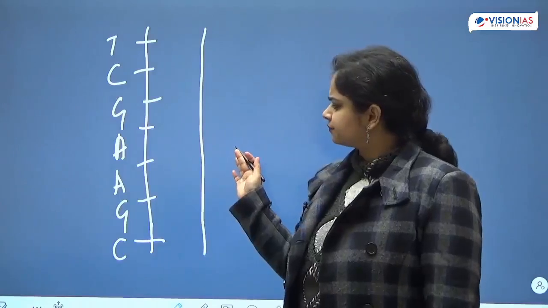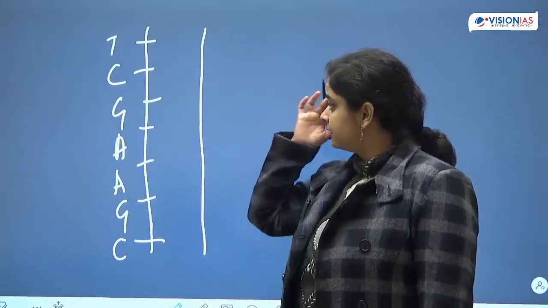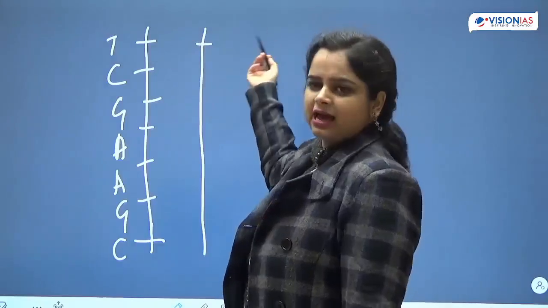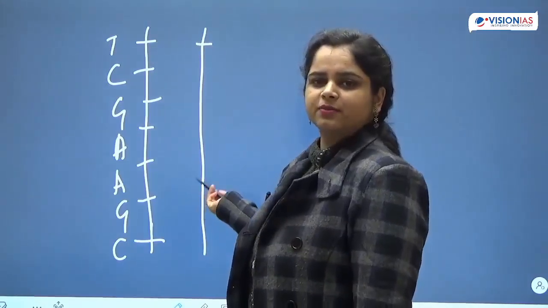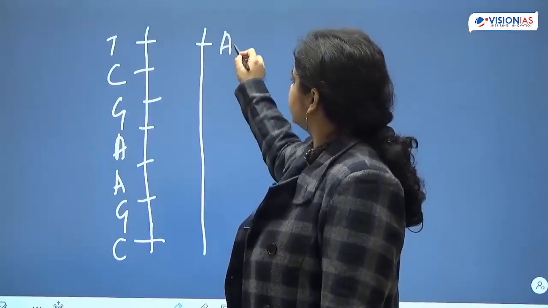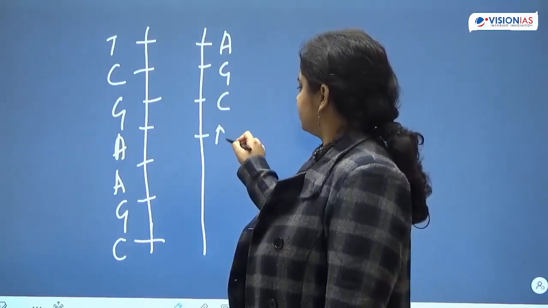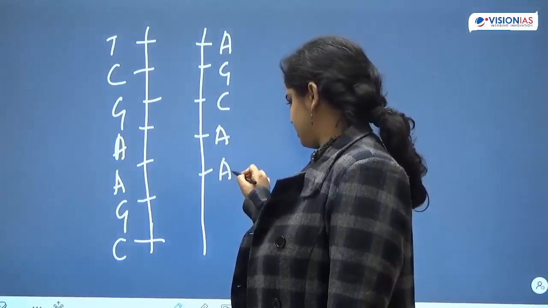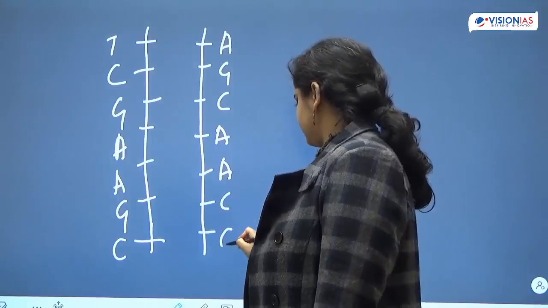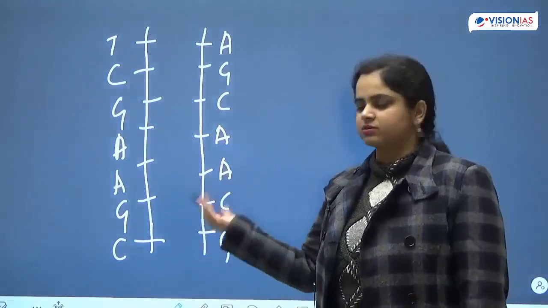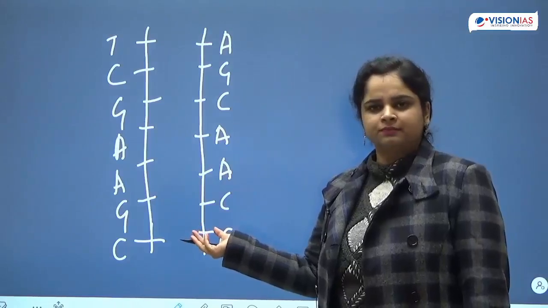Now, what we can obviously see is that the other side has complementary base pairing, so we know what's going to happen on the other side. So you have A, G, C, then you have A, C and G. You can do this yourself too, right? You know this simple concept.